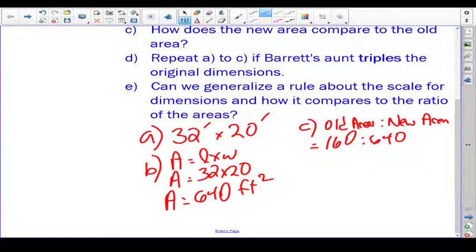So what we basically have to ask ourselves is, how many 160s are there in 640? Yes. So in other words, the area is 4 times the old area. Okay?